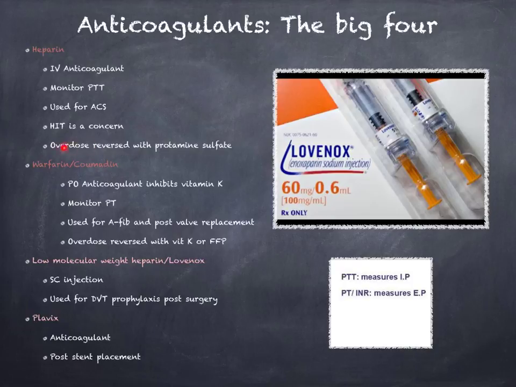The next medication is called warfarin, or Coumadin is the other name for warfarin. Coumadin is actually an oral anticoagulant. Heparin is pretty much IV only. Sometimes you can give it subcutaneously, but this is not a medication that you take at home. Warfarin is a very common oral anticoagulant. It inhibits vitamin K. We know vitamin K is essential in the clotting cascade. We monitor the prothrombin time, and we need to monitor that very closely and fairly frequently.